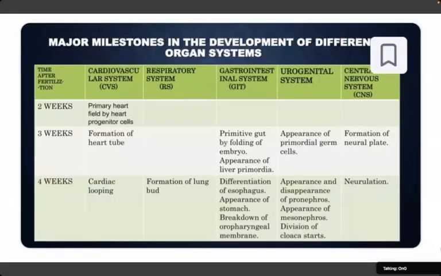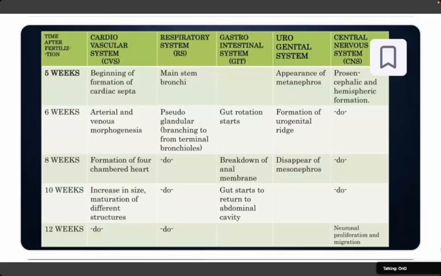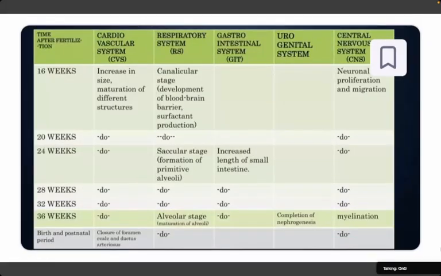The next few slides just highlight the major milestones in the development of different organ systems, which we've already highlighted in the prior discussion. So here we have the pre-embryonic phase with all the developmental highlights from week 2 to week 4. Continuation of the pre-embryonic and embryonic into the fetal phase of development till week 12. And lastly, the fetal development until birth itself.